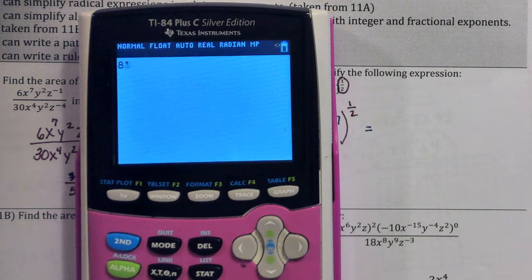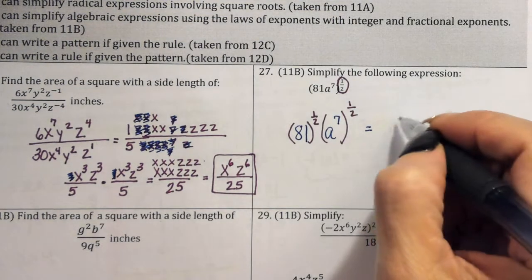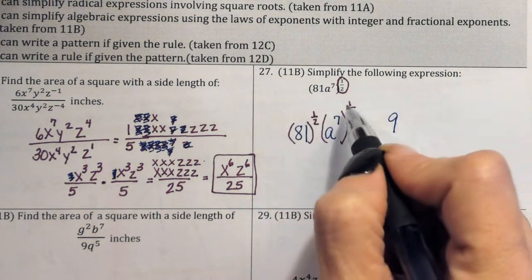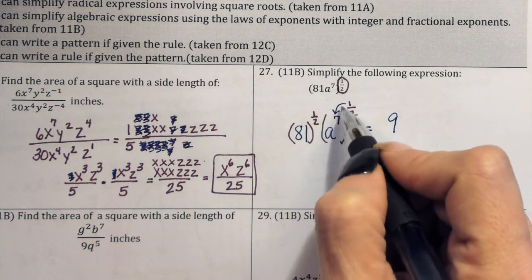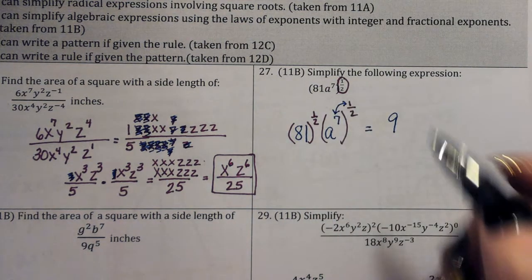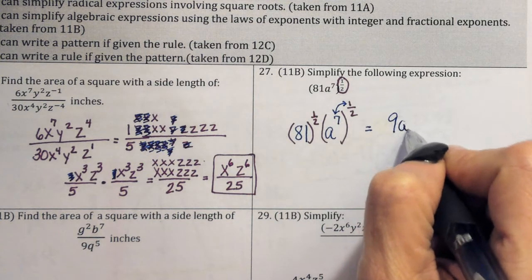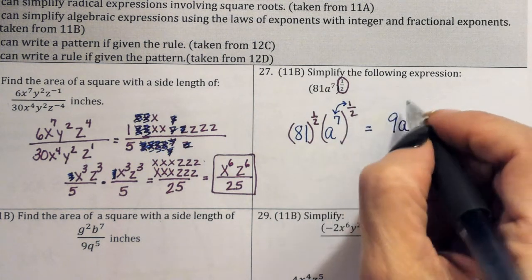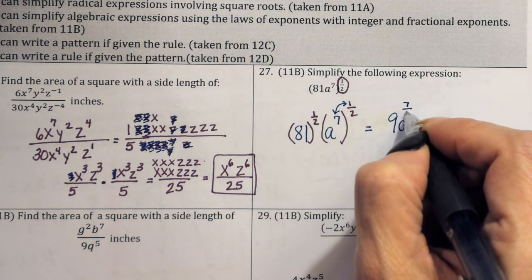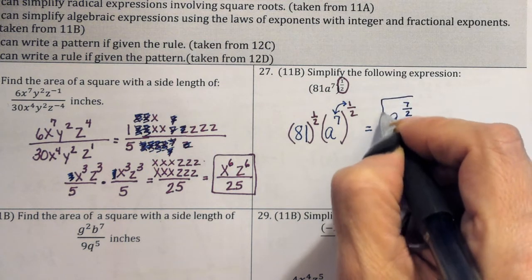So I'm going to do 81 alpha y equals 1 divided by 2, the 1/2 power. Okay, and it's going to tell me, oh, that's just 9. Okay, well, that's nice. That's just super easy. 9. Here, a power to a power, you multiply. So that is a to the 1/2 power. So that's 7 over 2 power.